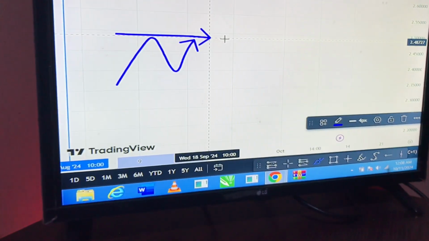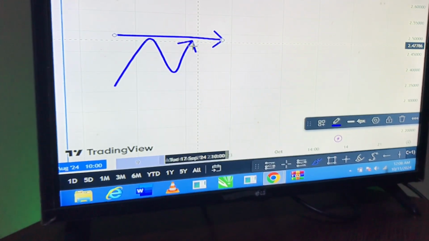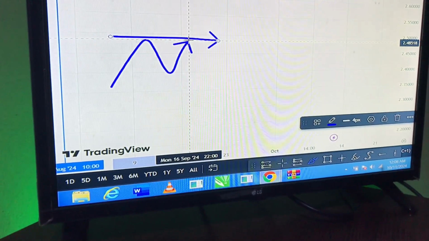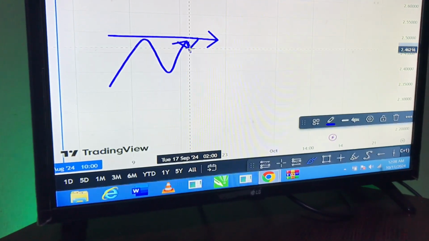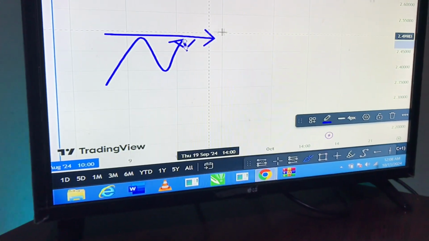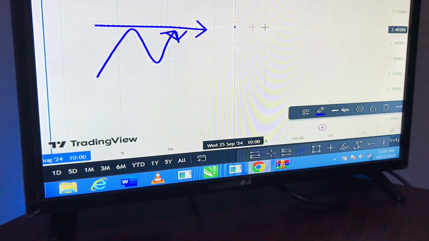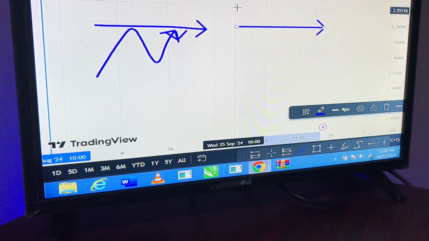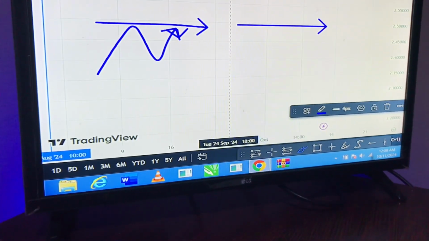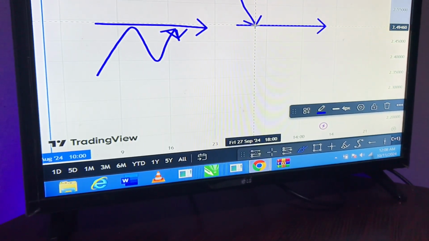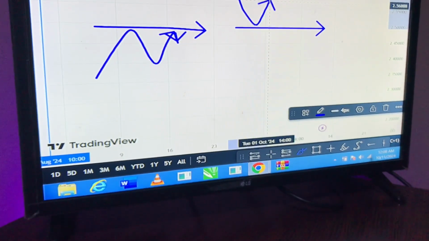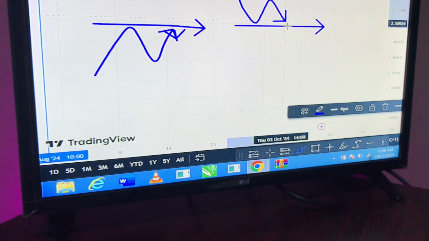Now this is where you actually trade: go to your lower time frame and spot your entry, and then sell. Now the same thing as for the double bottom, you need to see price come down with a little bit of momentum.